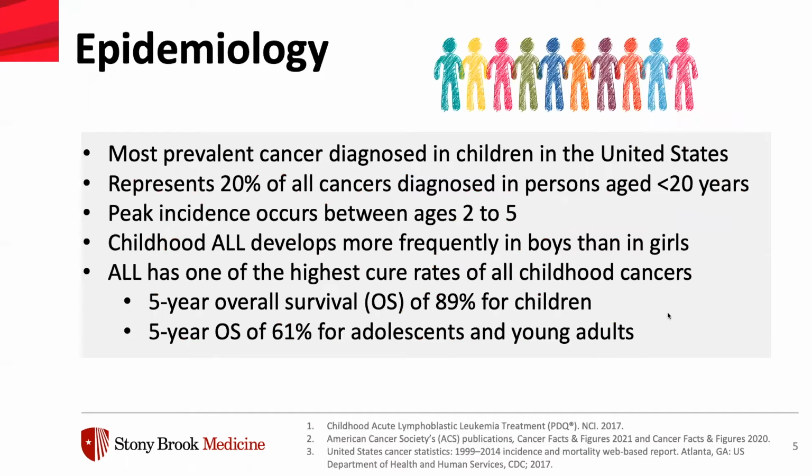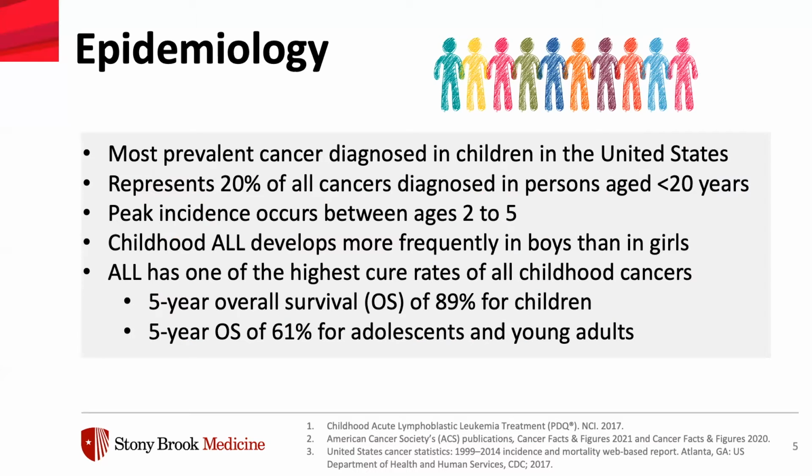And now for some epidemiology. So the reason I'm talking about pediatric ALL today is because it's the most prevalent cancer diagnosed in children in the United States. And about 1 of 5 cancers that are diagnosed in those less than 20 years old end up being ALL. The peak incidence does occur between the ages 2 and 5, and childhood ALL does develop a little bit more frequently in boys than girls, and that ratio ends up being about 55 to 45% respectively.